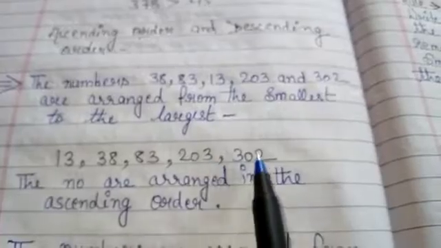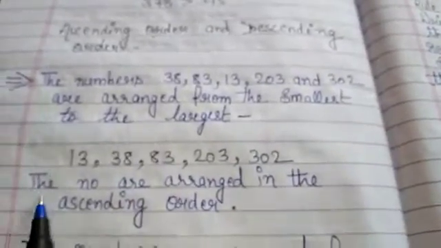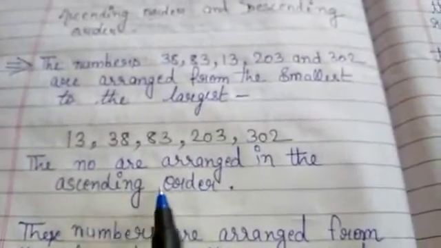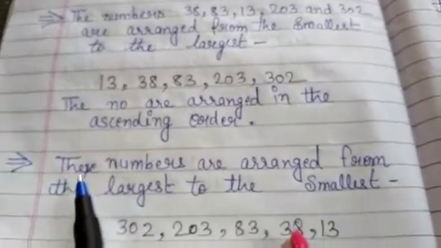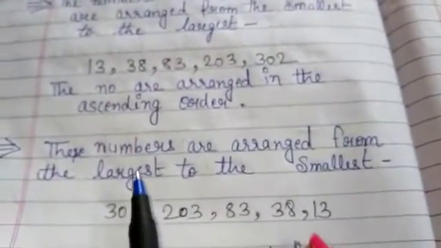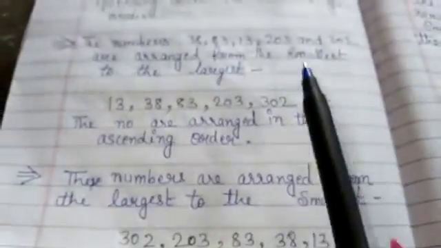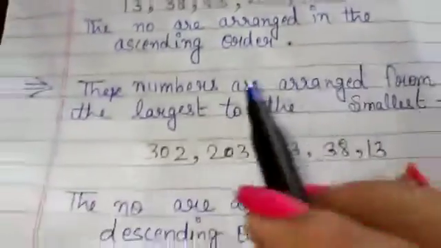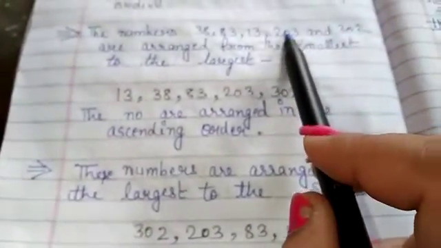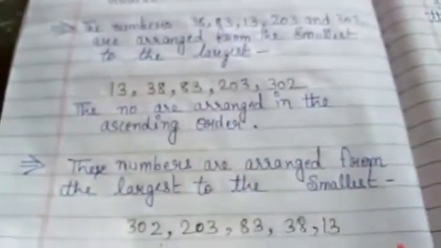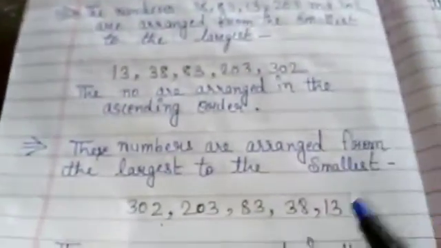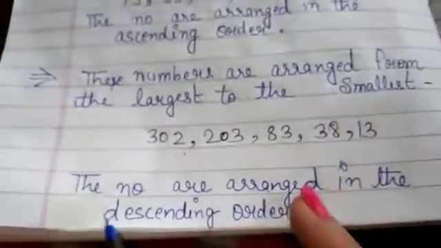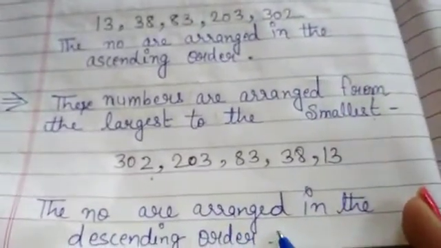Now it is arranged from the smallest to the largest, and this is called the ascending order. Now these numbers are arranged from largest to smallest. We will arrange it like this: the greatest number is 302, then 203, then 83, then 38 and then 13 at the last. Now it is arranged from the largest to the smallest number. This is called descending order.